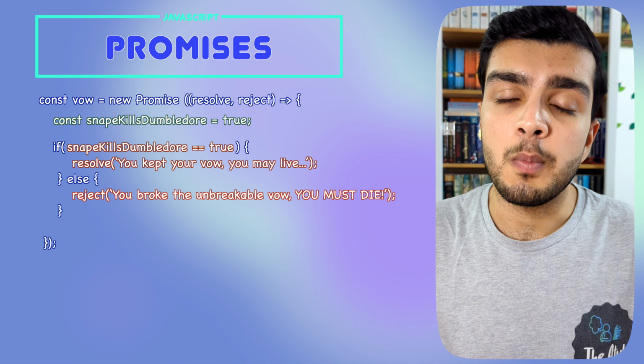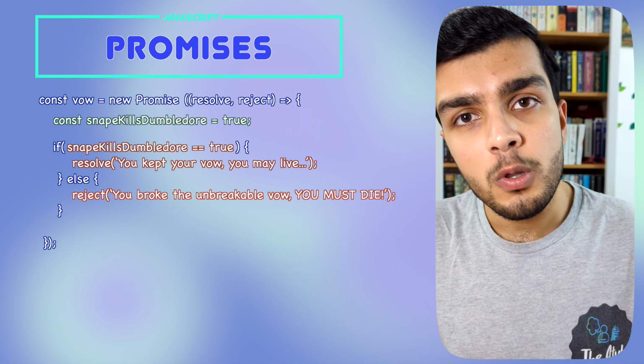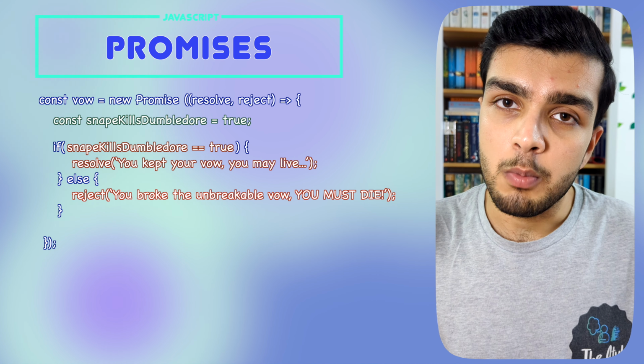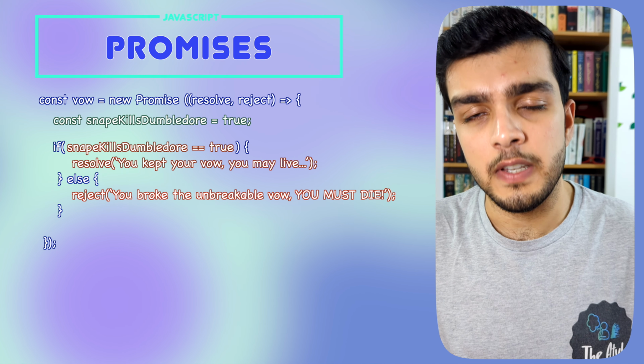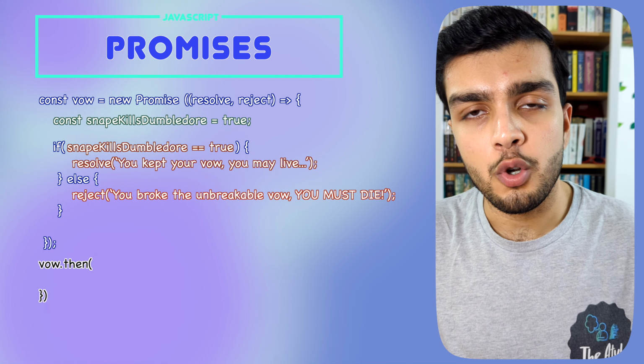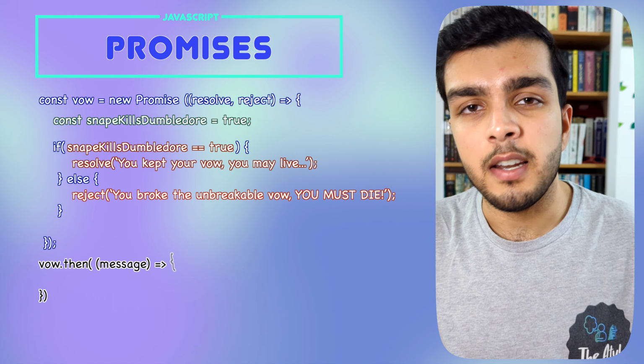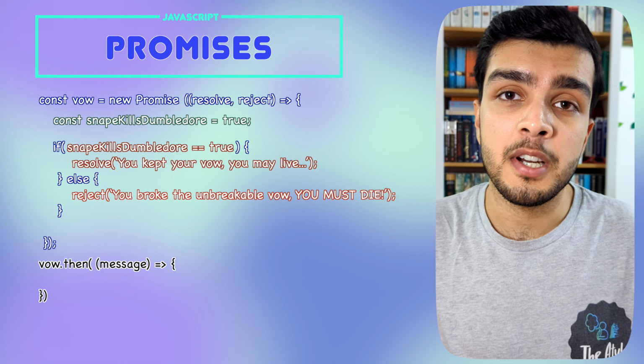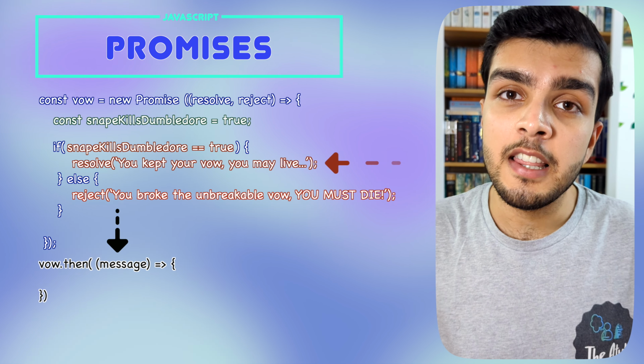Now the second part of the promise is where it is called. This is where you call the promise and you decide what you're going to do if the promise is resolved and what you're going to do if it's rejected. So in our example, we're using our promise name, vow, and then we're using the .then keyword. Inside this, we need yet another callback function, this time with one parameter. We're going to call this message because it's going to contain the message that we returned.